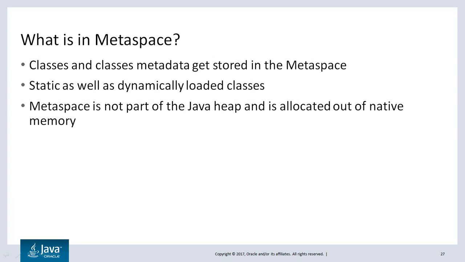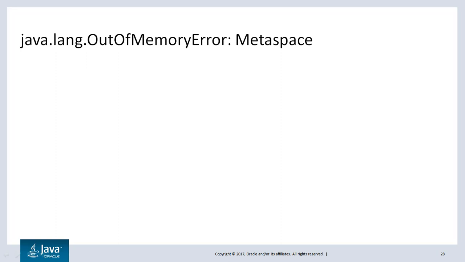Since JDK 8, the metaspace holds classes and class metadata. As we learned last week, the metaspace is not part of the Java heap space and is allocated out of native memory. Out of memory error for the metaspace. Now the question that comes to our mind is, if the metaspace is unlimited and is allocated out of native memory, then why would we see this exception?